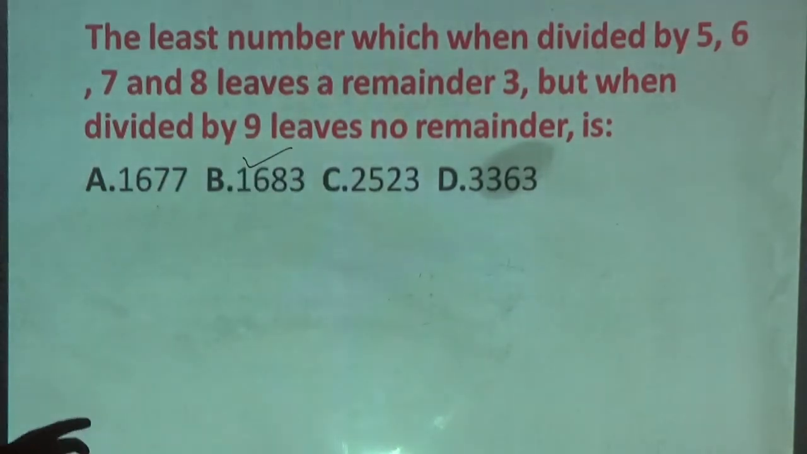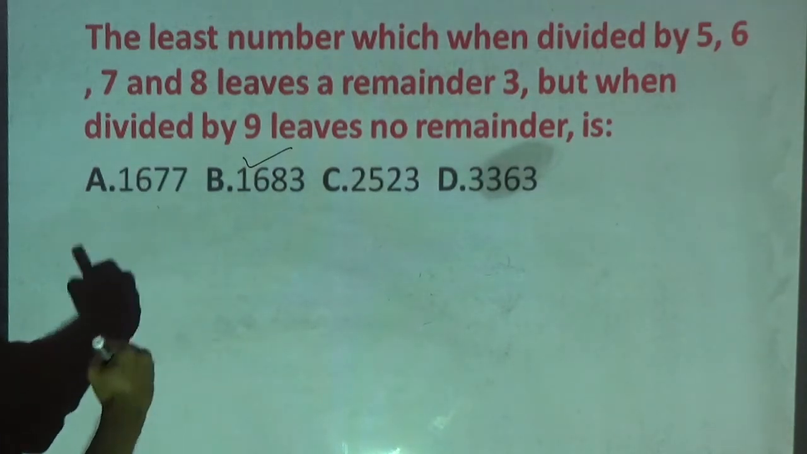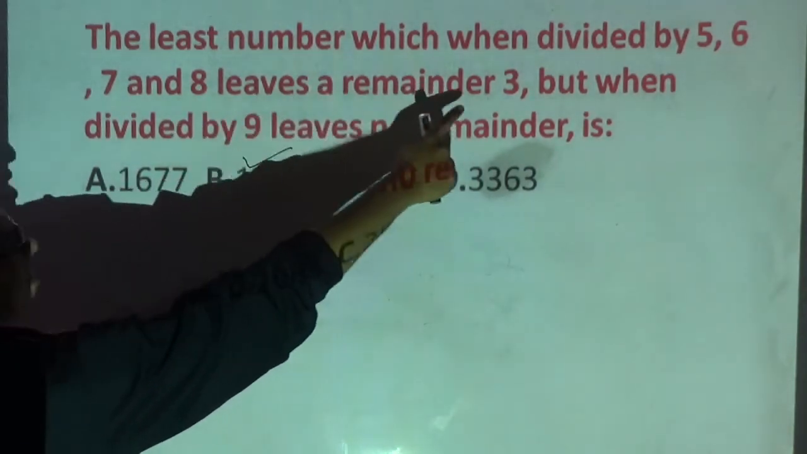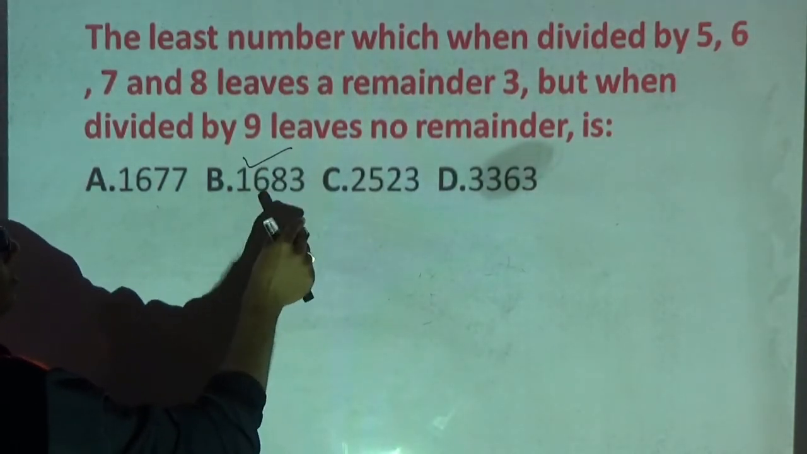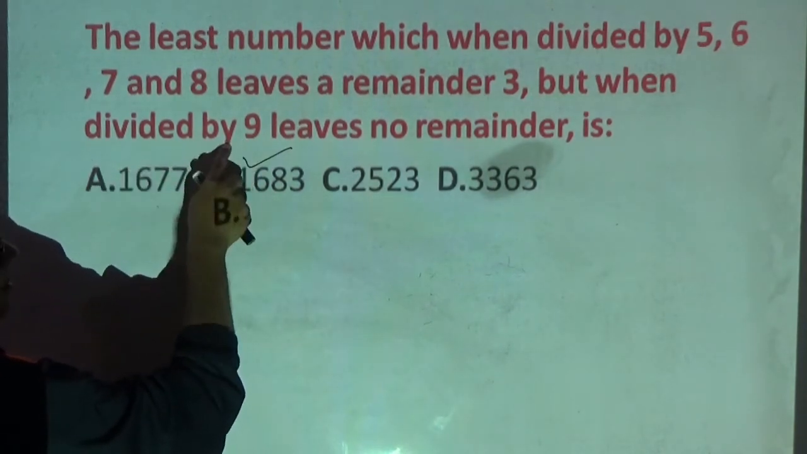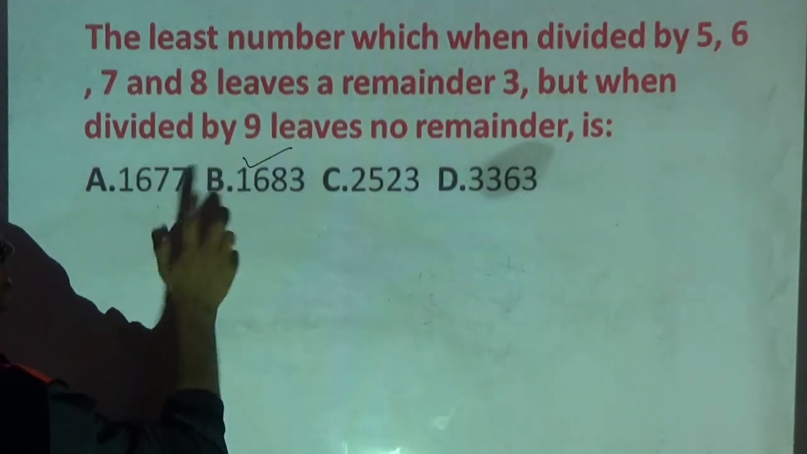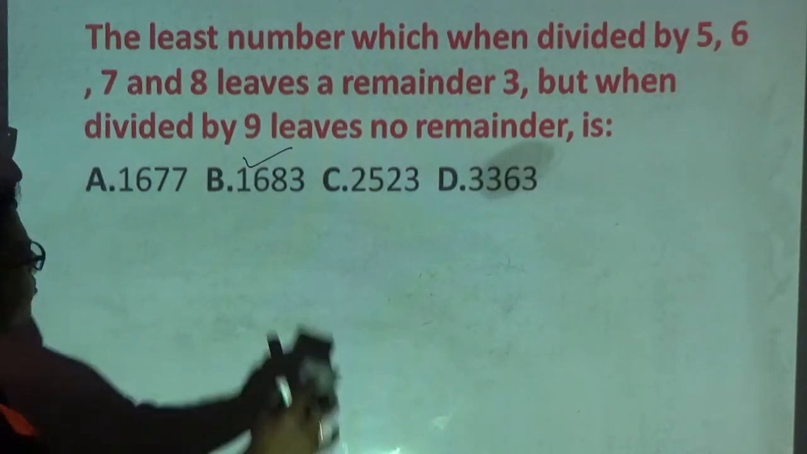Option B. So what you need to do is, first you find the LCM. If you find the LCM, then it is completely divisible. But I want a remainder of 3. Therefore add that remainder. But I want it to be a multiple of 9, because it should be completely divisible by 9. Therefore you have to pick that answer among the options. What is your answer? 1683. That's it.